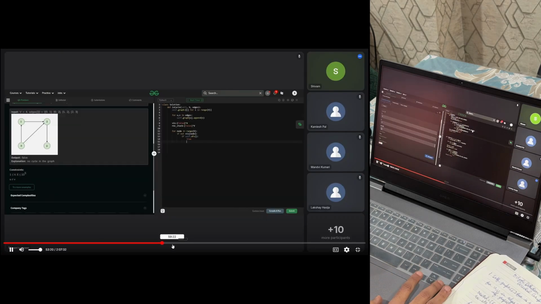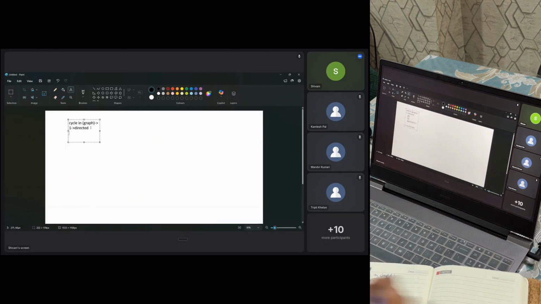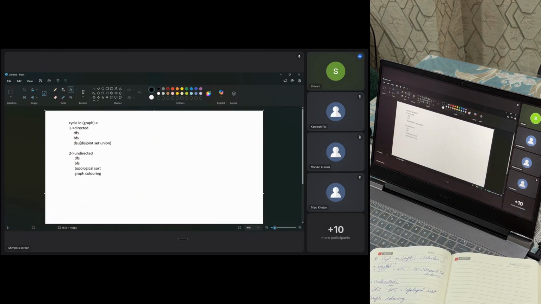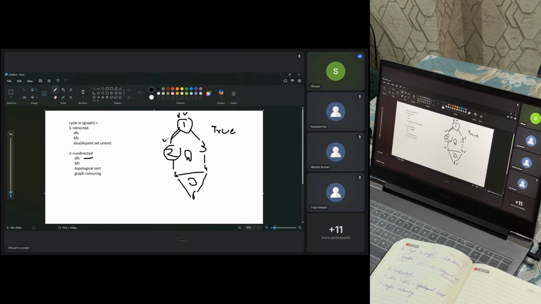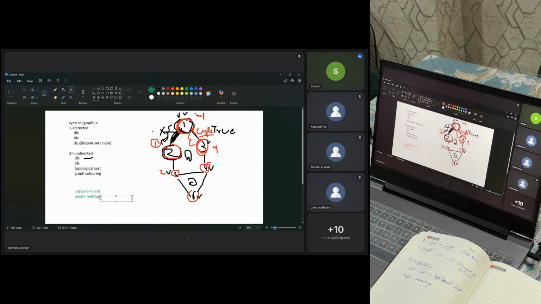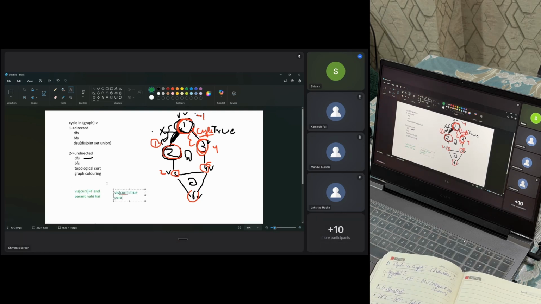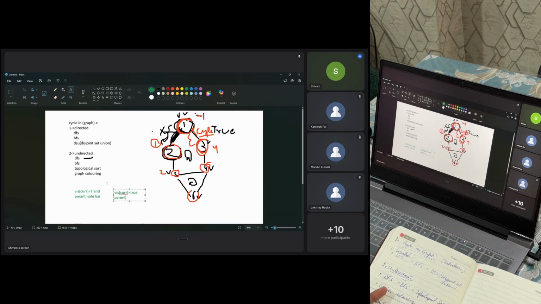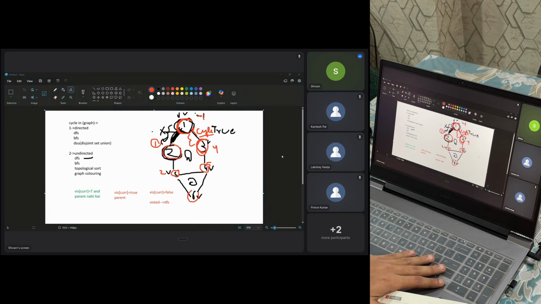Another clean approach is Kahn's algorithm using BFS. You try to perform a topological sort using indegree, and if some nodes can't be processed, it means a cycle exists in the graph. A quick clarification here. DSU isn't typically used for cycle detection in directed graphs. It's mainly designed for undirected graphs.